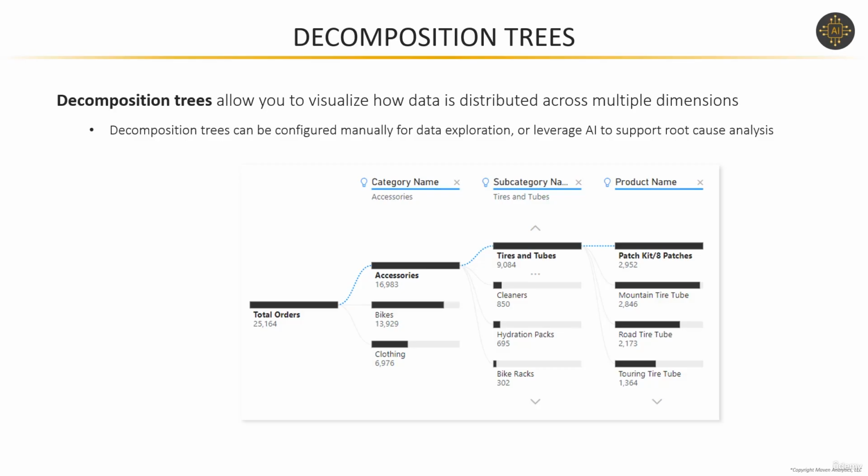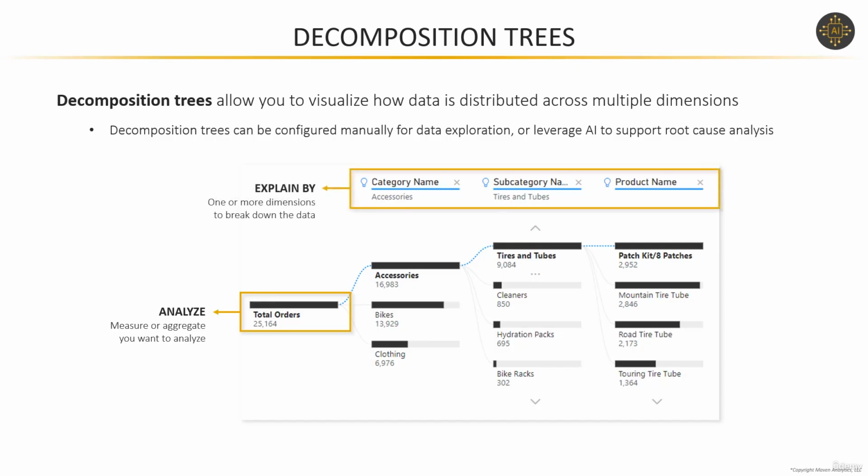You can configure it manually for ad hoc data exploration or EDA, or you can leverage its AI functionality to support things like root cause analysis. Now, this is a relatively simple visual. There are really only two components to it. You've got your analyze field, which is the measure or aggregate that you want to explore or analyze, and you have your explain by fields. These are the dimensions that you want to use to actually break down the data. So in my opinion, definitely one of the most flexible and intuitive AI visuals. Let's jump into Power BI and see how this works.